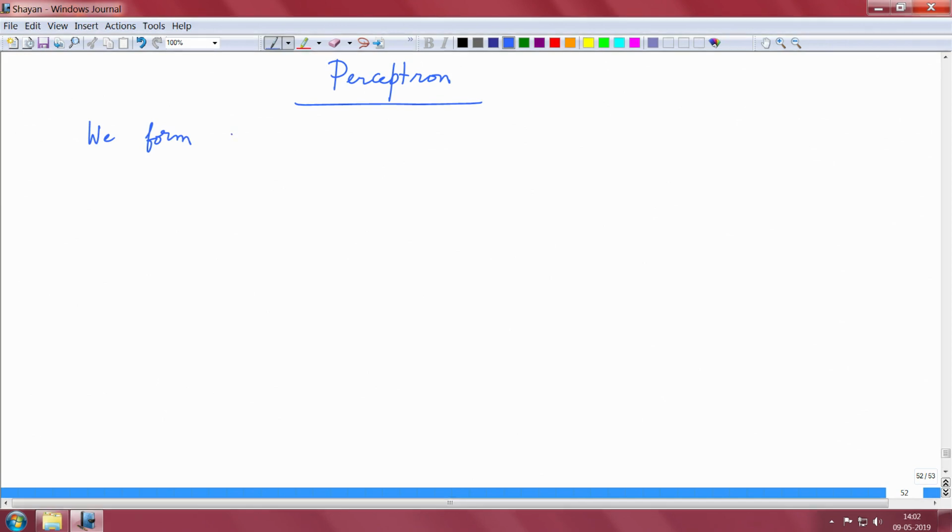So, we form this vector x n as plus 1, that is the first coordinate, then we have x 1 n, x 2 n, dot dot dot, x m n, and I will say this is transposed. Okay, we have an m plus 1 dimensional vector here.